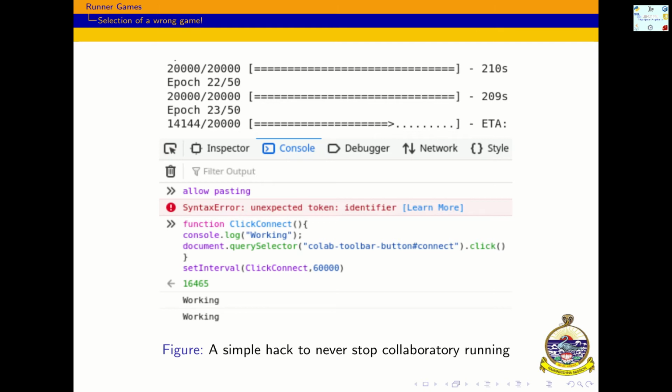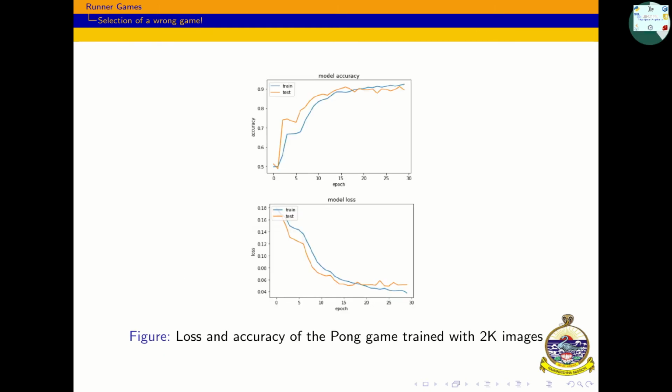Then here comes the picture of the loss and accuracy of the Pong game when trained with 2K images. Here we can see that it is performing about 90% on the train set and 85% on the test set. So it is quite good, right? 90% of the time it is predicting correctly.